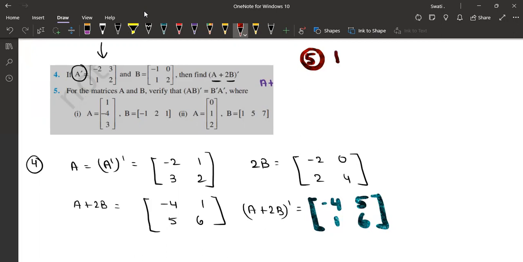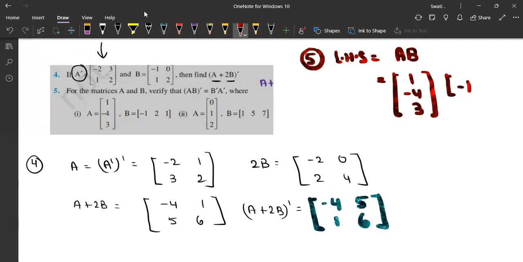So on the LHS, we have (AB) transpose. First, let's find out AB only. So what is A? We have the matrix A, that is 1, -4, 3. And B, we have -1, 2, 1, right? Now to multiply the matrices, the very first thing that I personally advise all of you is to write down the order of the matrix, okay?